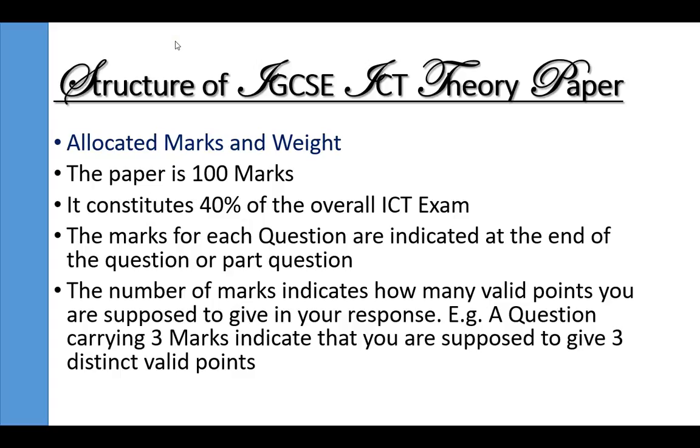Now I've deliberately put a distinct valid point because this is very important. Oftentimes candidates will see a question maybe that's carrying 5 marks, and they just give you 1 point or 2 points and they expect to get 5 marks from that. It doesn't work that way. So in a Cambridge exam, each point is worth 1 mark. So if it's a question that's carrying 5 marks, give 5 points. Even if you give 6 points or 7 points or 8 points on a 5-mark question, you won't get 8 marks. You get the maximum number of marks that are available on that question. So it's very important that you do that.